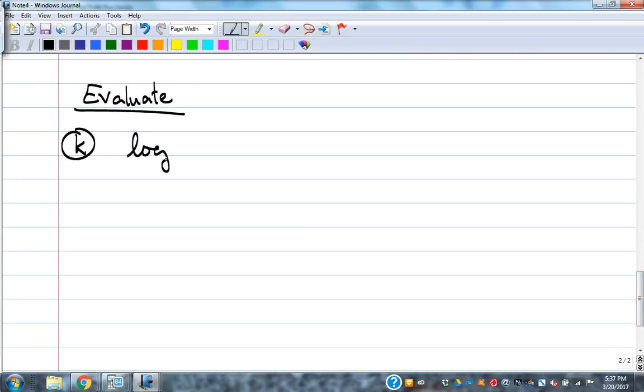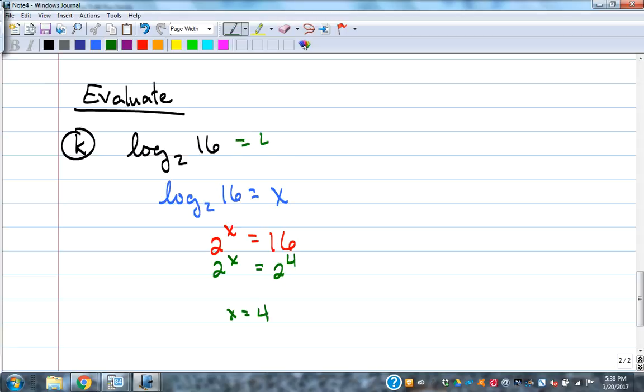All right, log base 2 of 16. They're just going to give you a problem like that and say evaluate it. What I do to evaluate that is set it up as an equation. I don't know what it is, so I say it's equal to x. Then I think, how can I rewrite that as an exponential? 2 to the x is equal to 16. Now it becomes a problem just like what we did in the previous section, because I can make 16 turn into 2 to the 4th power. So x is equal to 4. That means this equals 4.